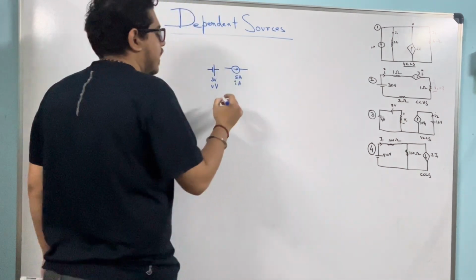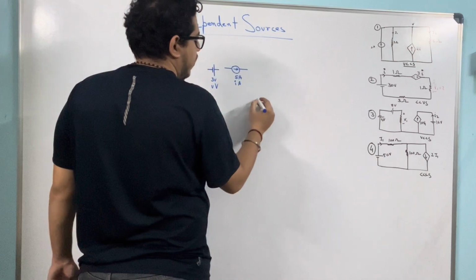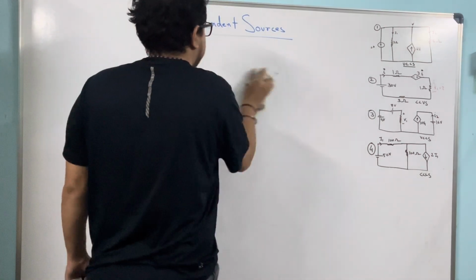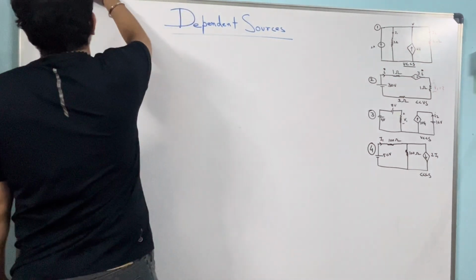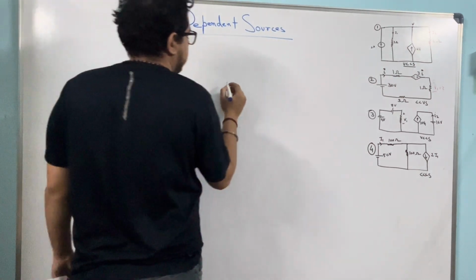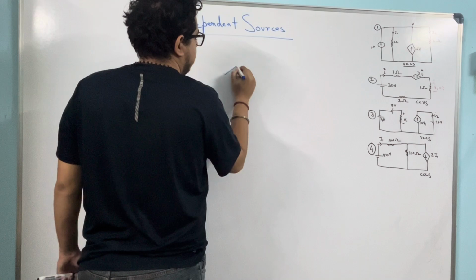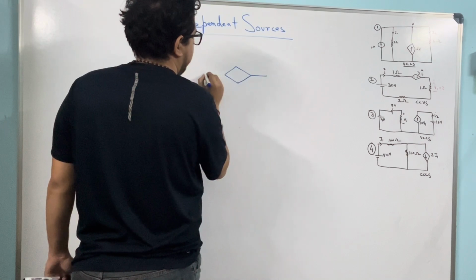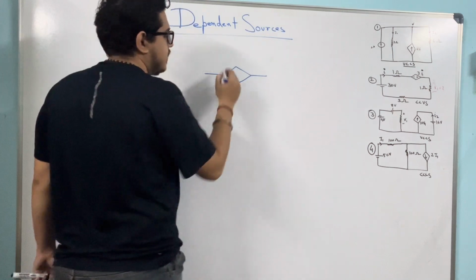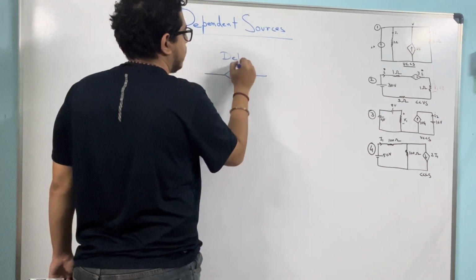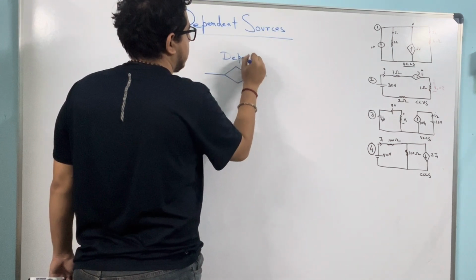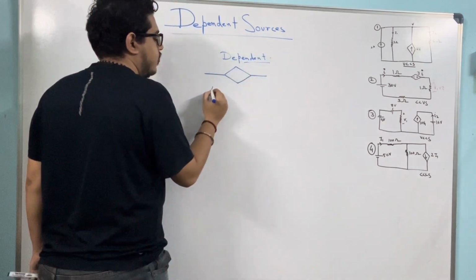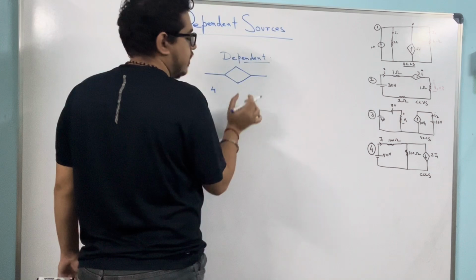So the way to simplify dependent sources is like this. We use this diamond shaped signal to represent this type of sources, which are known as dependent source. If we use a source like this, these are called as dependent source. Now it could be of many types, 4 types. Okay, so 4 types. So suppose this is a voltage source.